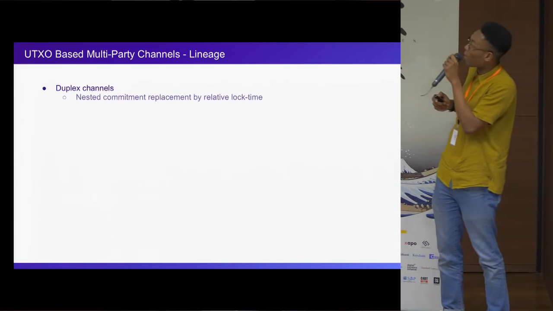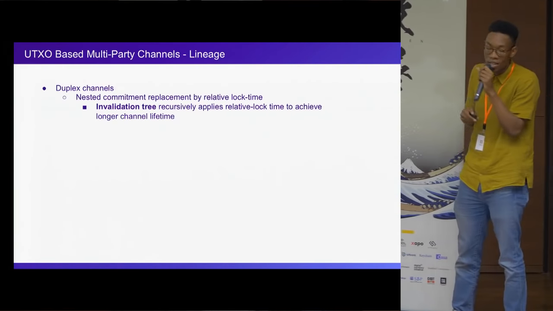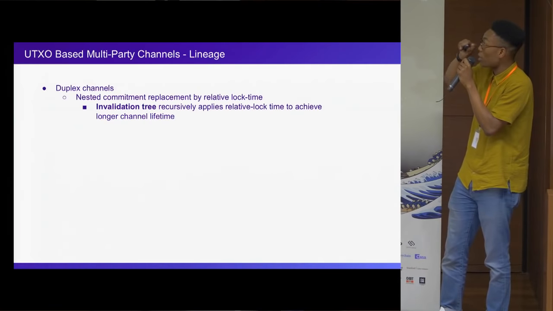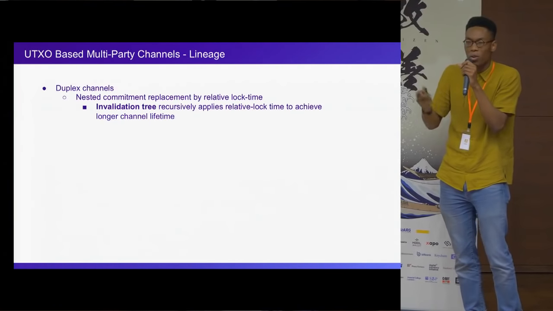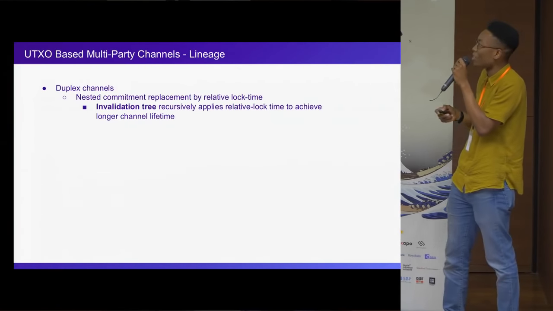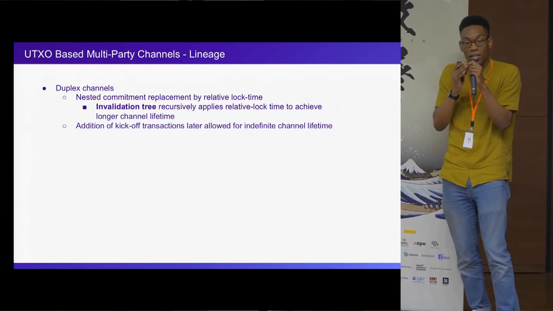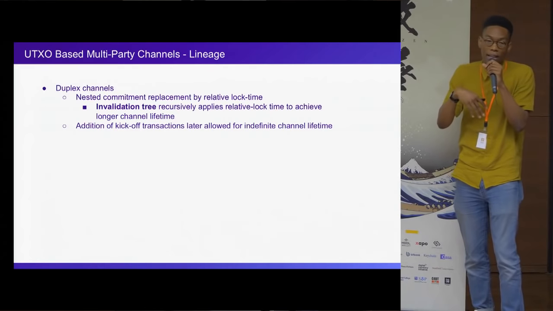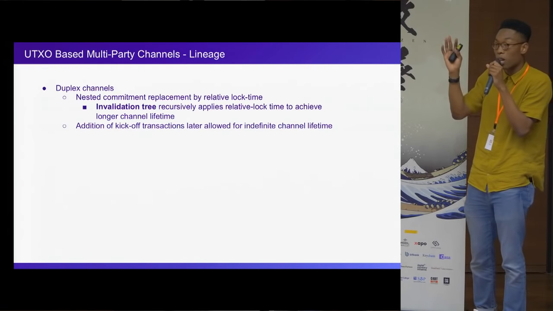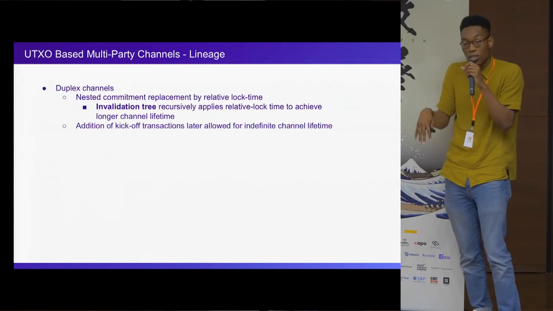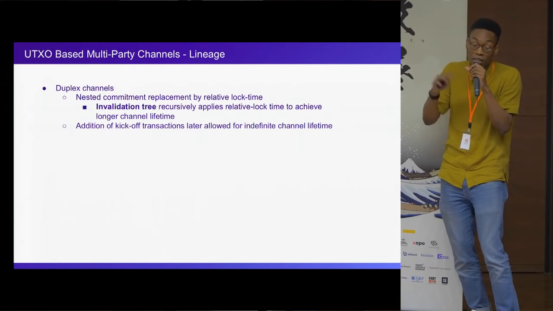So let's talk a little bit about the lineage of multiple channels, the way that I'm looking at it right now. Initially there's something called Duplex channels provided by Decker, Wattenhofer, and some other people at ETH University. Basically what this did was make bidirectional channels by this nested time lock and validation thing. So you have a series of Decker time locks, and the idea is that the latest state can be published before the prior state.